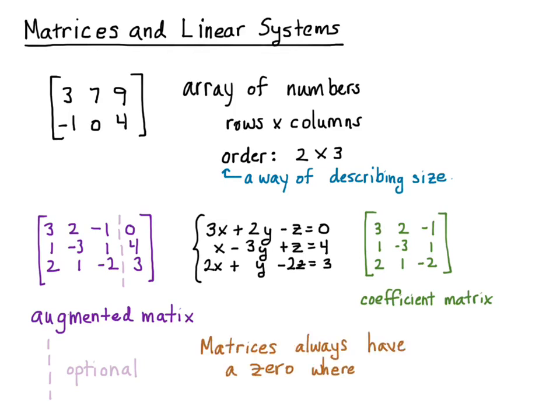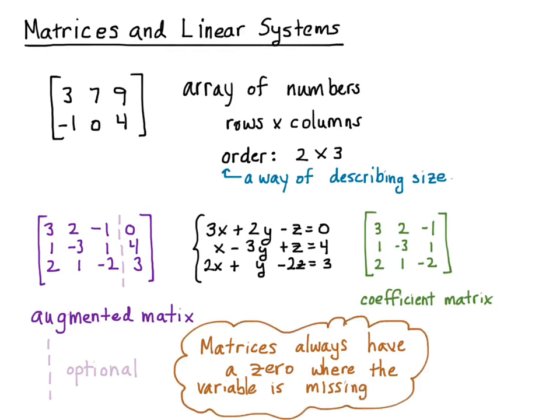Okay, so just to reemphasize, we always have a 0 where a variable is missing. So if we had in that last equation just 2x minus 2z equals 3, we would definitely put a 0 in for the y entry.